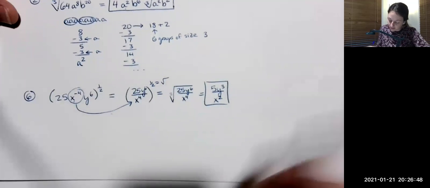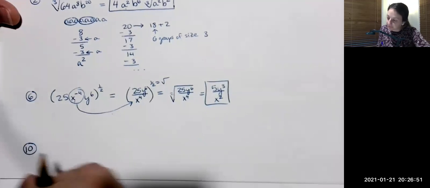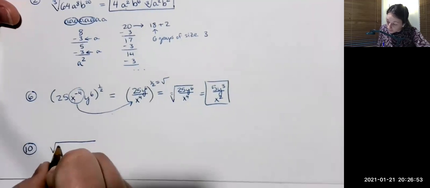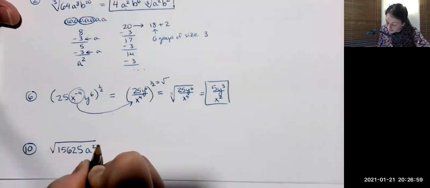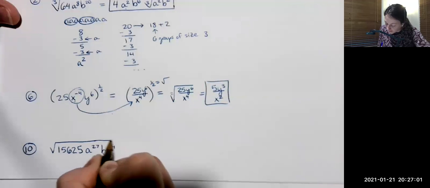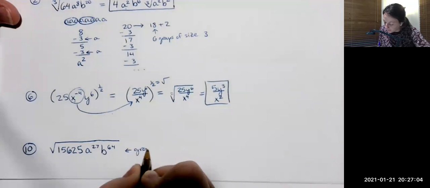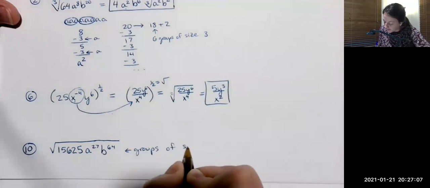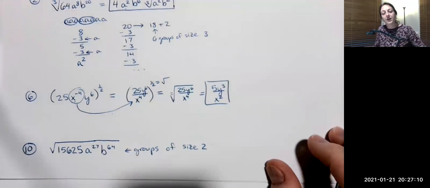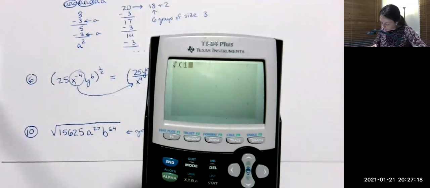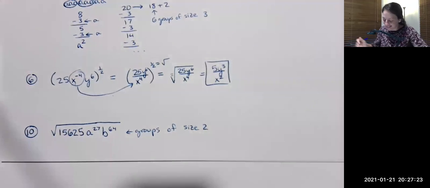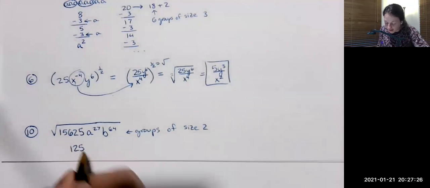And lastly, number 10. Square root of 15,625 a to the 27th, b to the 64th. Yikes. All right, so yet again, I'm looking for groups of size 2. And since I'm looking for groups of size 2, I'm going to check my handy dandy calculator over here just to see if 15,625 has a square root. And it does. Yay, 125.